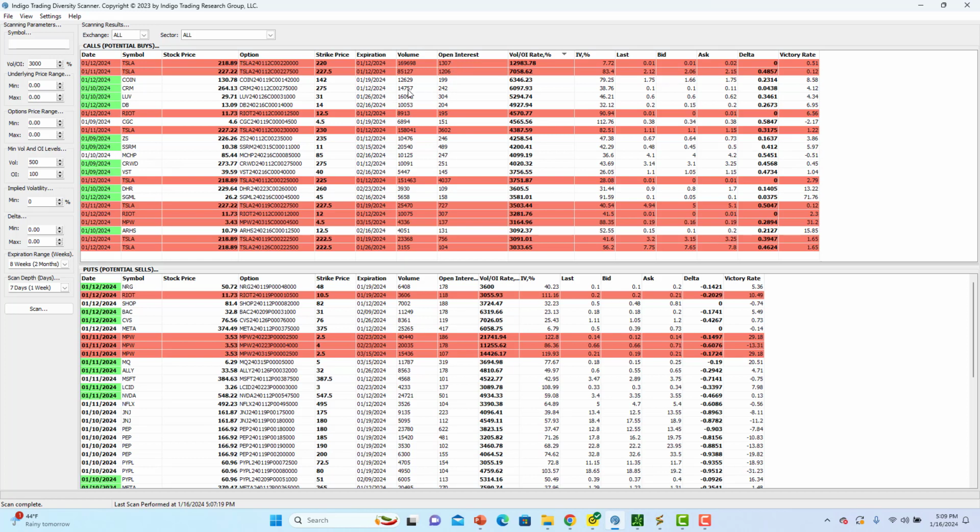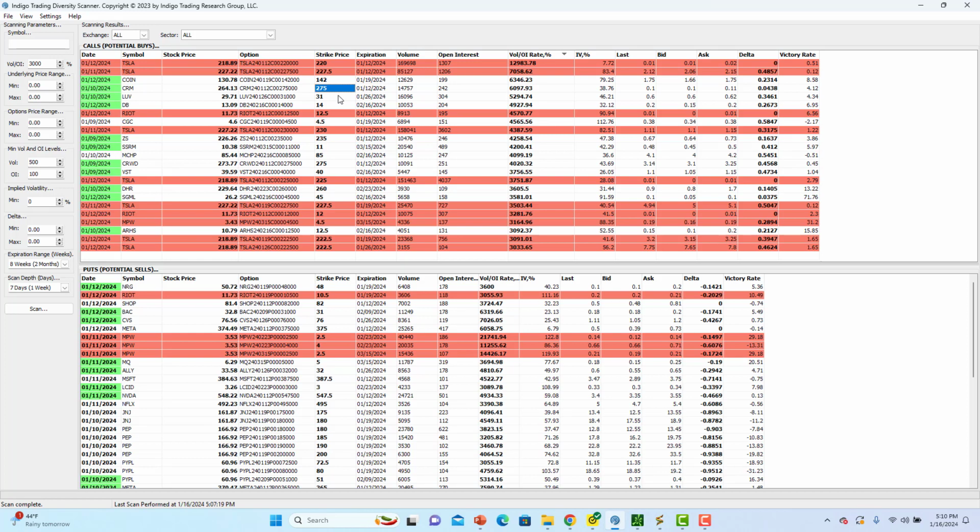So you can see last week, CRM, which is Salesforce, had 14,000 contracts open in one day when there was only 242. They were playing the 275 calls to expire, and this trade was placed on the 10th to expire 2 days later. So somebody's betting that they're going to get a move quickly.